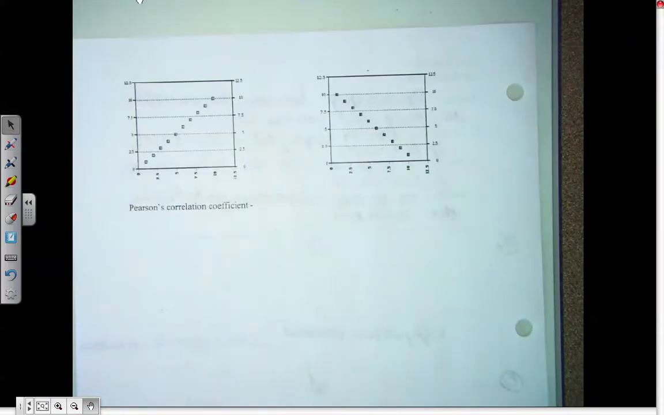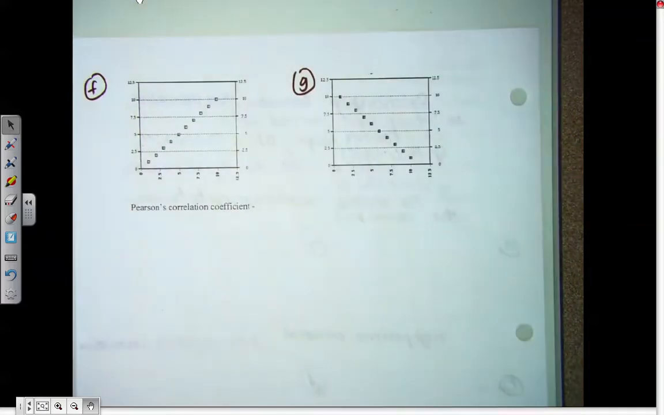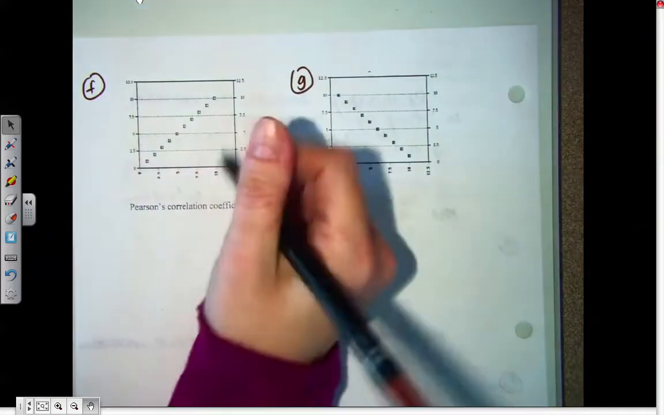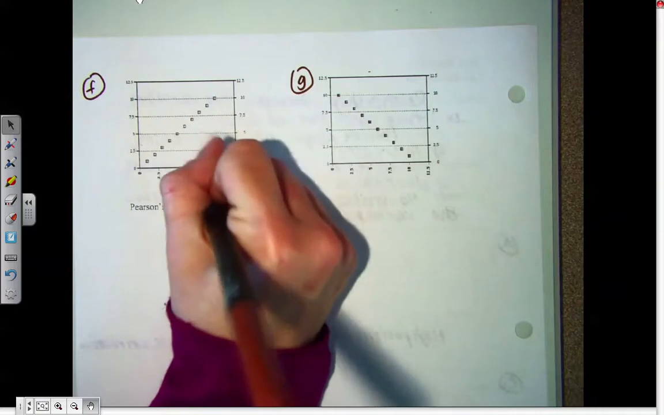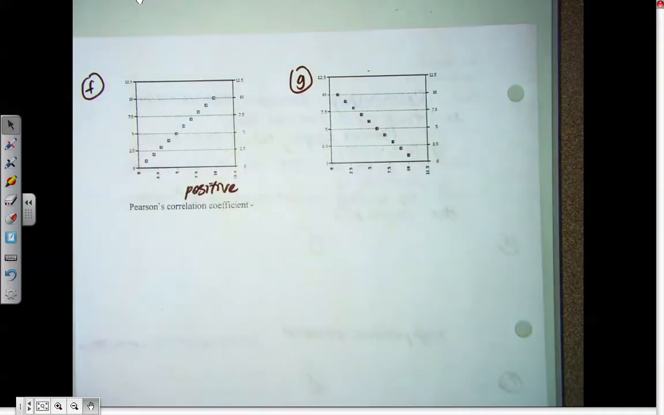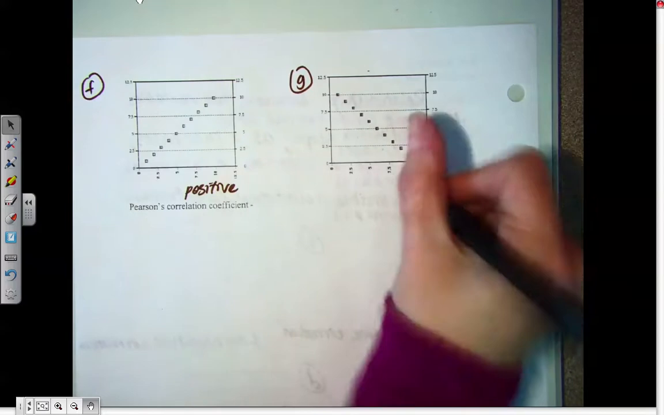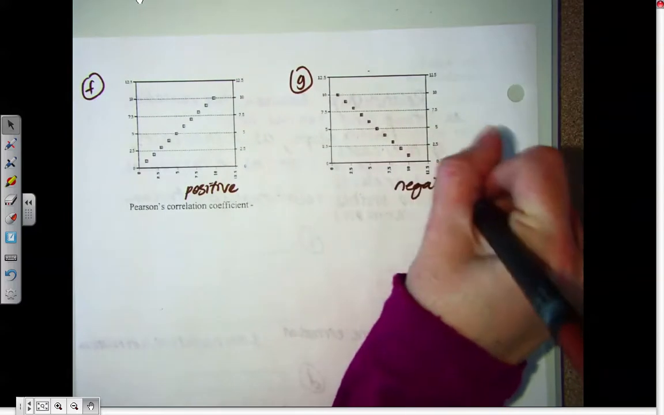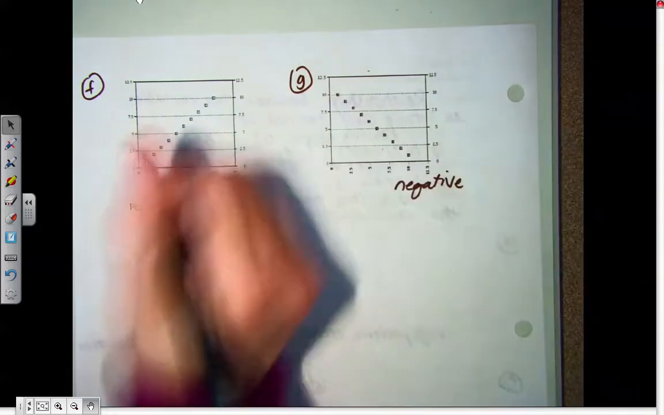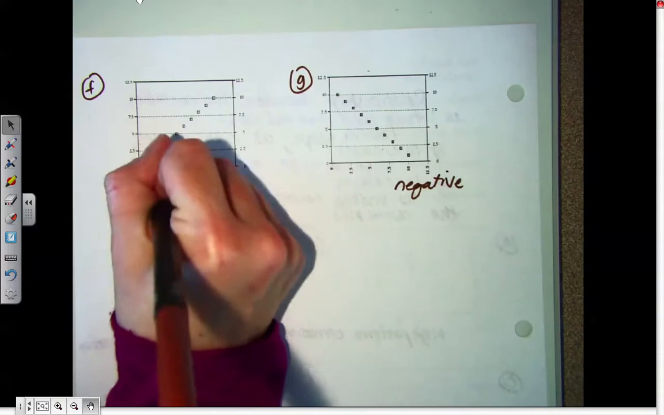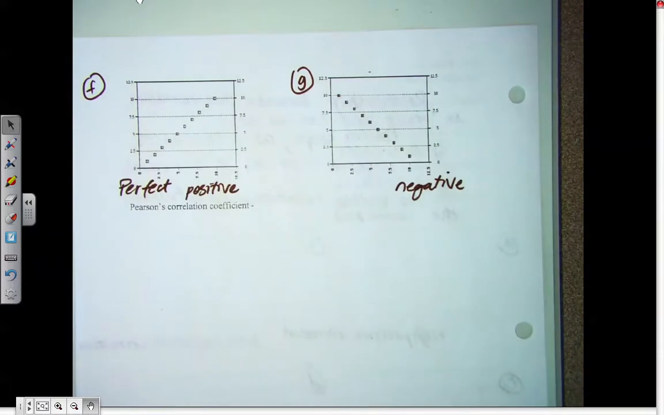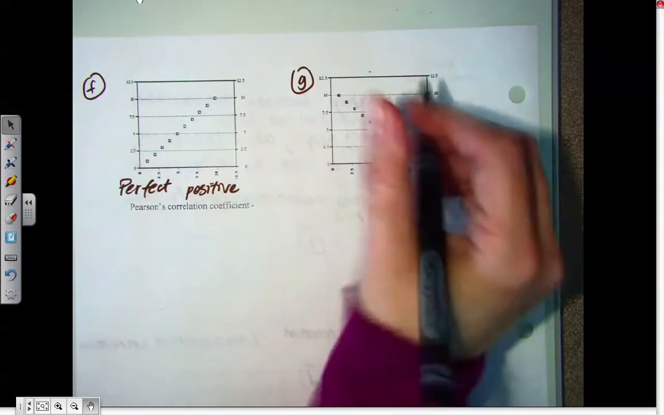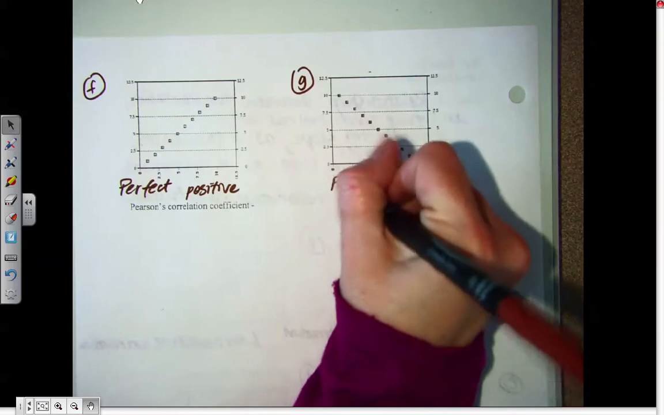All right, on the back, we have 2 more, F and G, positive and negative. F is high positive. Would that be super positive? They're in a perfectly straight line, so that makes it a perfect positive. And this one's a perfect negative.